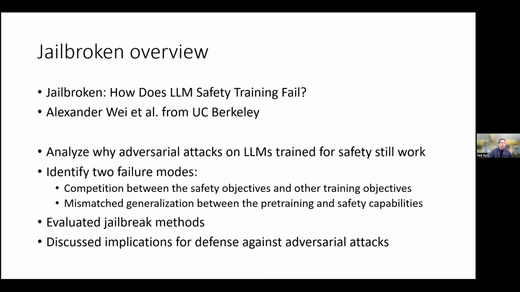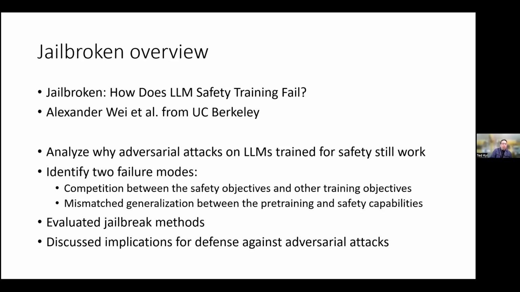This paper was written by Alexander Wei at Berkeley, and one of his advisors is Jacob Steinhardt. So if you're interested in AI safety, if you're interested in alignment, a lot of the work in Steinhardt's lab is on this type of AI safety and alignment stuff.